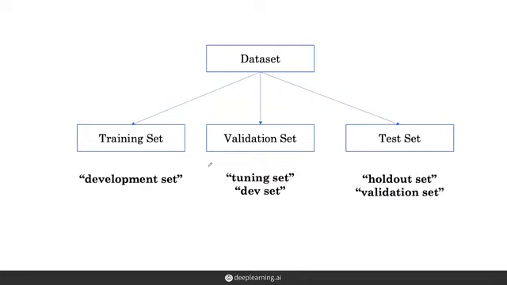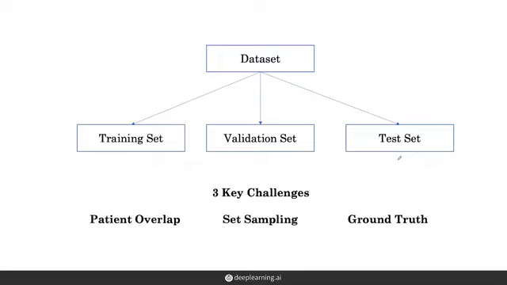These sets also go by different names sometimes, like validation can be called tuning or dev set, the training set can be called the development set, and the test set can go by holdout, or even more confusing, the validation set. We will stick to the terms training, validation, and test set for our purposes. We'll cover 3 challenges with building these sets in the context of medicine. The first challenge relates to how we make these test sets independent, the second relates to how we sample them, and the third relates to how we set the ground truth.